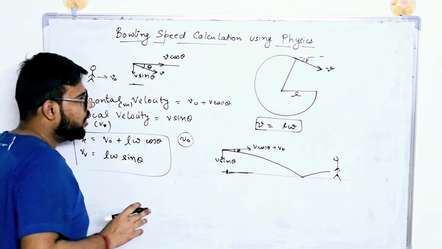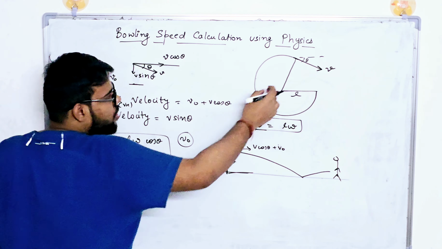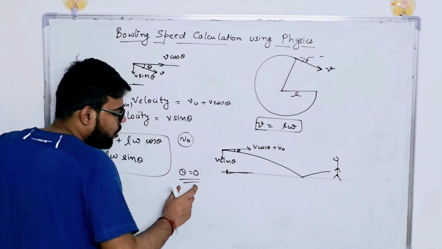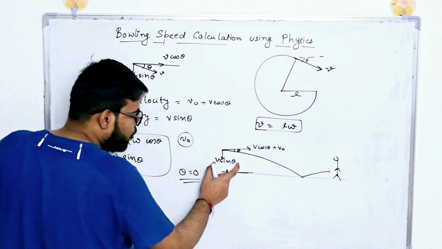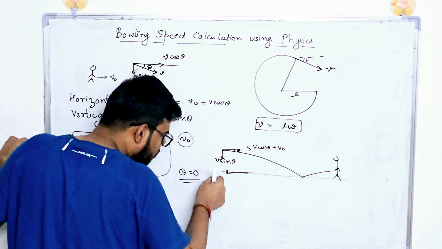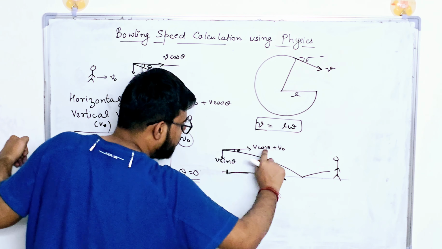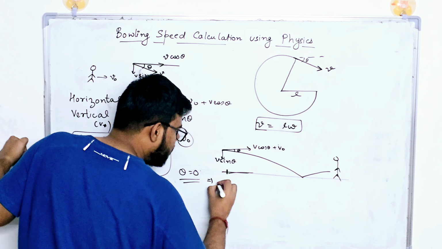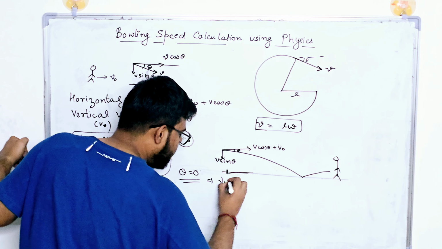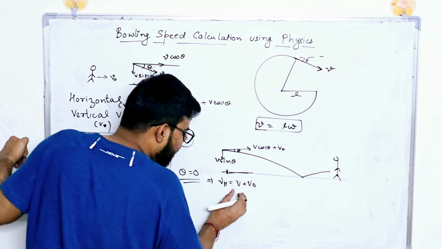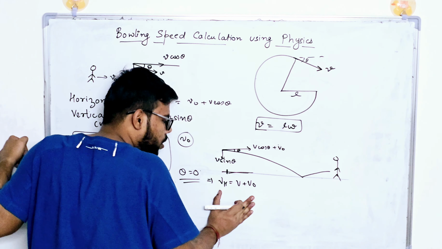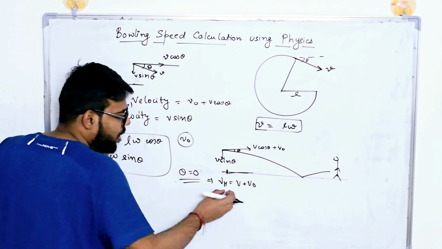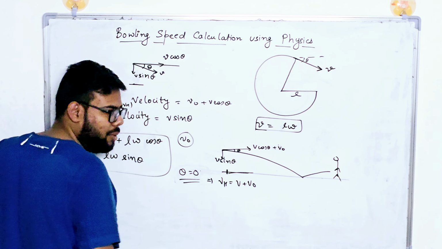This is the case. So when the ball is thrown at 0 degrees from this line, that is when theta is equal to 0 degrees, there is no component of the ball which is going downwards, and the whole velocity is directed towards the batsman. So in that case, the velocity towards the batsman, that is Vh, will be equal to V plus V naught. And this is the maximum velocity that a bowler can throw towards a batsman. Why? Because there is no other angle which can give greater velocity than this value, right?